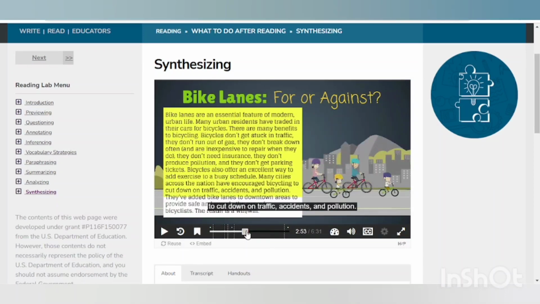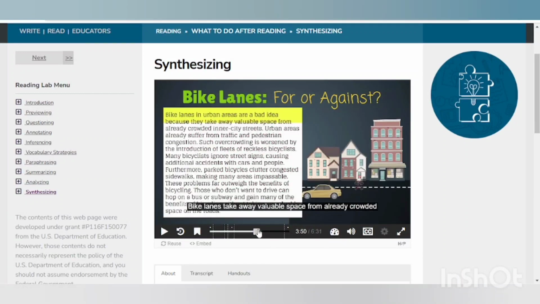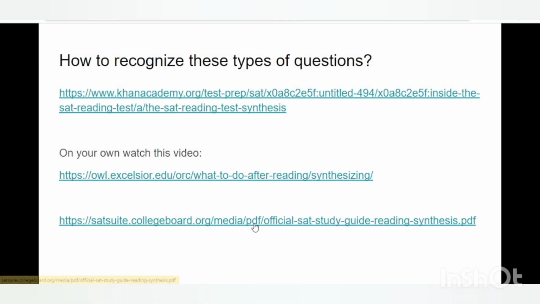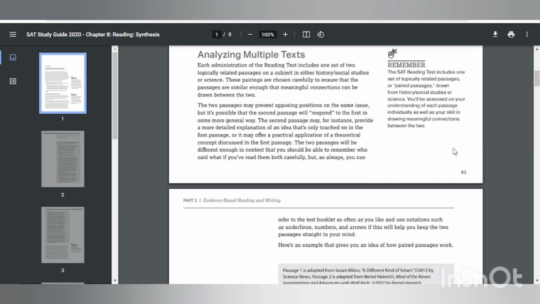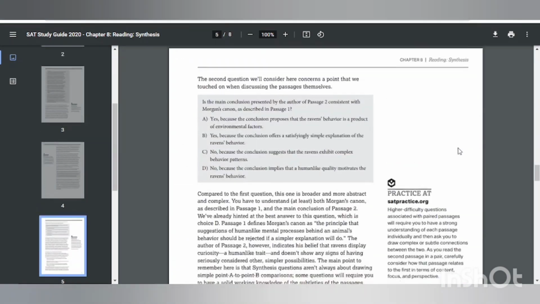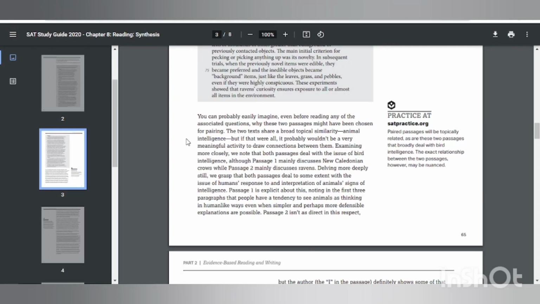So I like how it breaks down stuff, for or against. Okay, so you can go ahead and do that on your own. The next resource is this. I just wanted to point out that it breaks down a paired passage for you, so it's examining more closely.